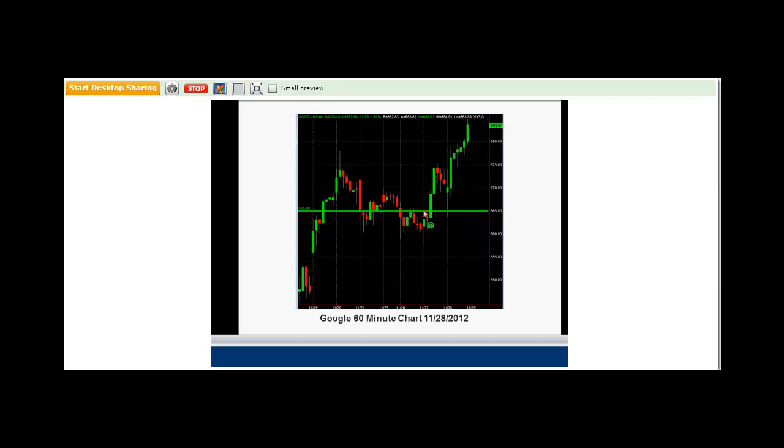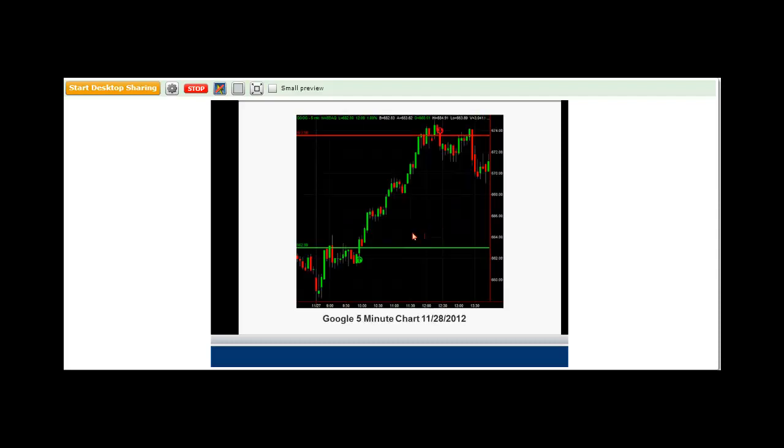Here's a 60-minute time frame, gave us a long. So these things are all setting up. Here's the trend line break. So it looks good. We analyze it, looks good. Let's do this. This looks good for a swing trade.